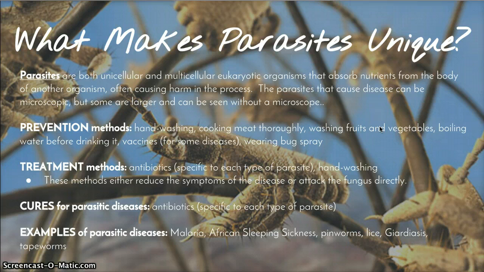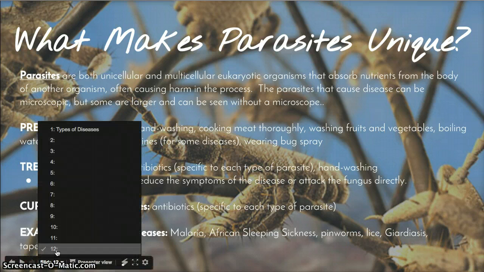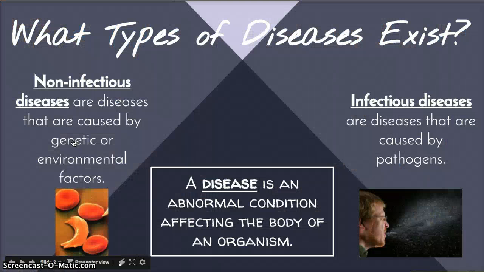So again, when we look at these diseases, we have two types of diseases. We have non-infectious and infectious diseases. Non-infectious diseases are caused by genetic or environmental factors that are not passed from person to person, not contagious. Infectious diseases are passed from person to person or can be and are caused by pathogens, which are bacteria, virus, fungi, and parasites.